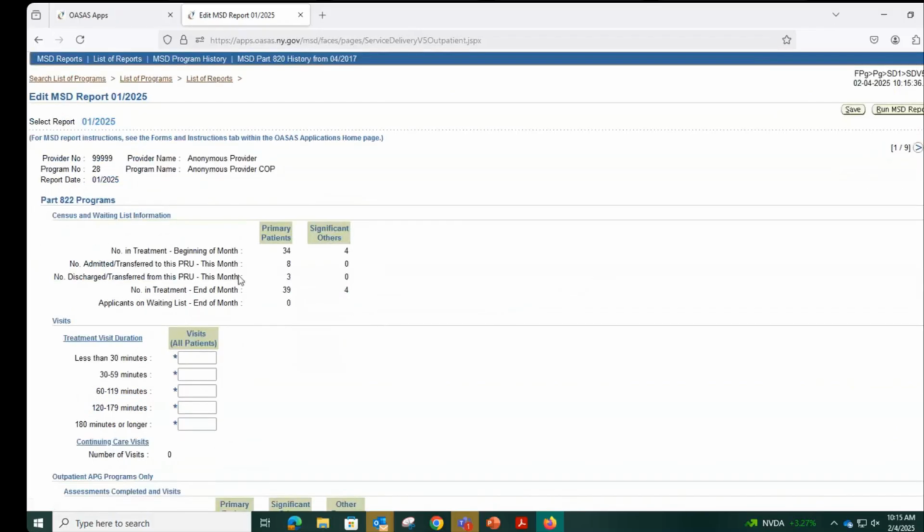As Emily mentioned, this section populates based on your CDS transactions. So those are your admissions, your discharges, your transfers that have been entered during this month, actually for this month. So we will see those numbers here. Primary patients or individuals admitted to address their own SUD issues, significant others addressing the impact of someone else's SUD on their life.